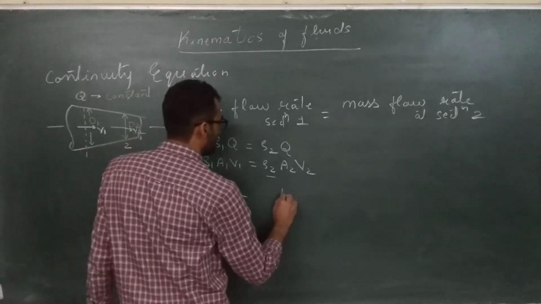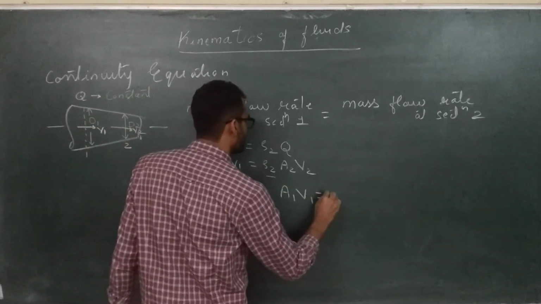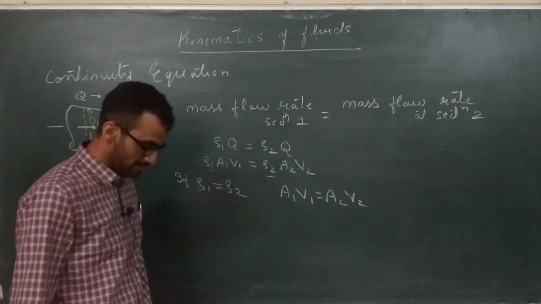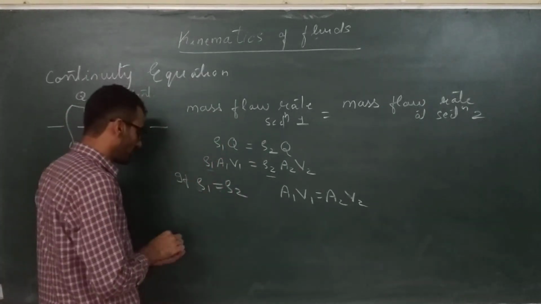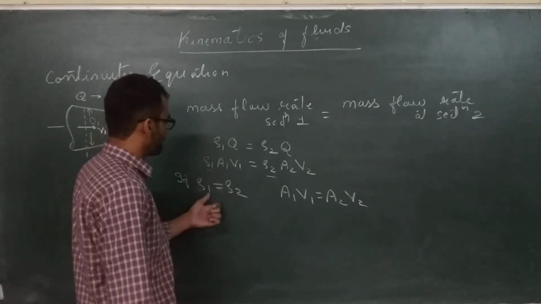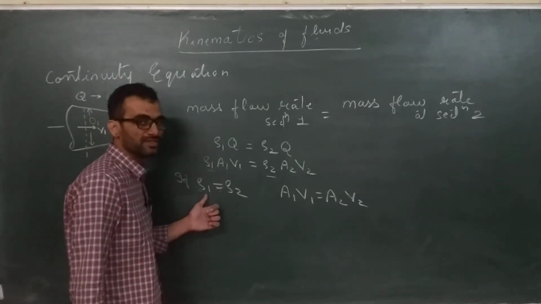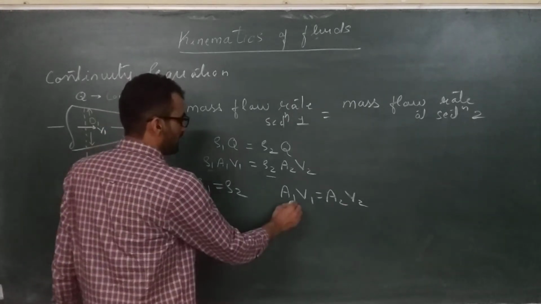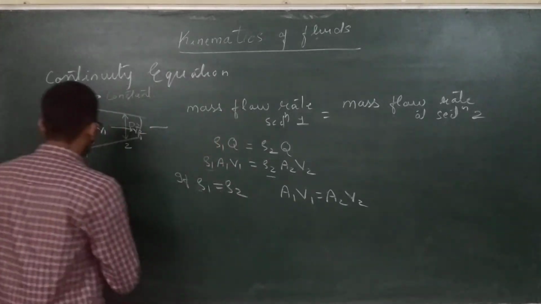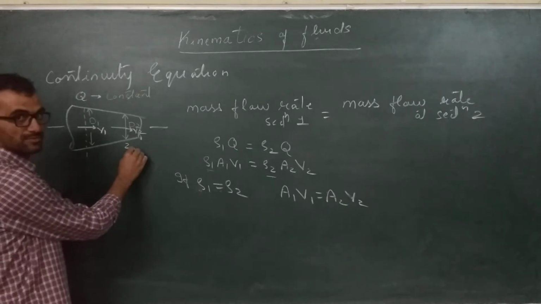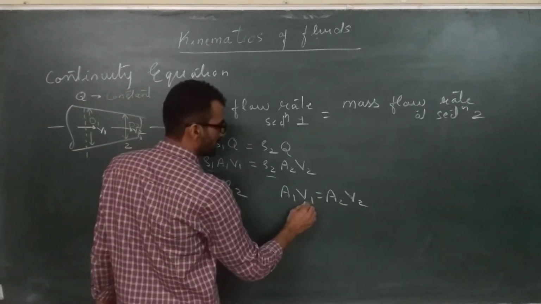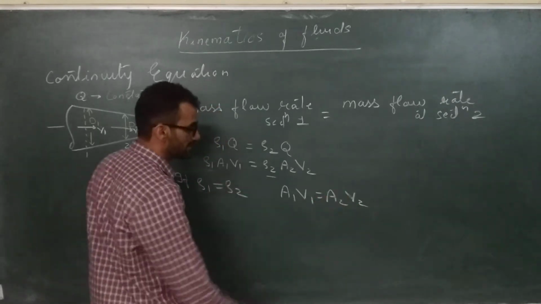We have A1 V1 equal to A2 V2. This is a very important equation that we regularly use whenever rho is constant throughout the flow. Now it means that in this section you see A1 is greater than A2. So if A1 is greater than A2, V1 would be less than V2 to satisfy this equation.